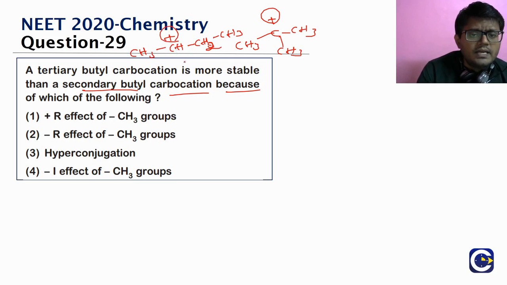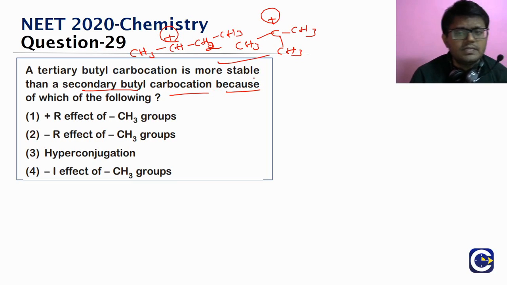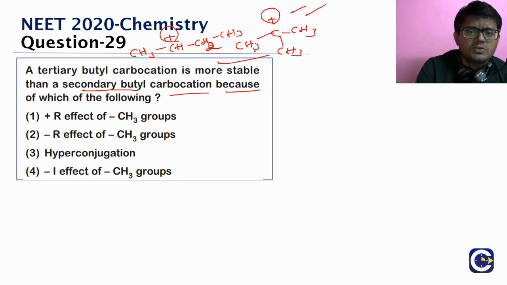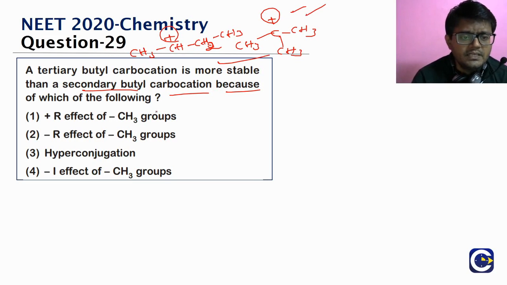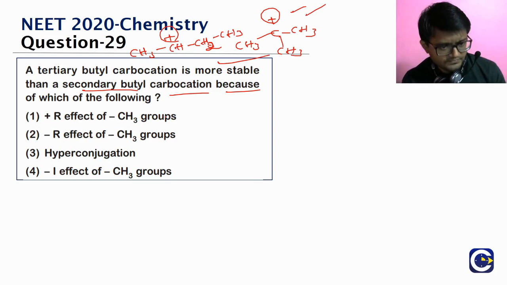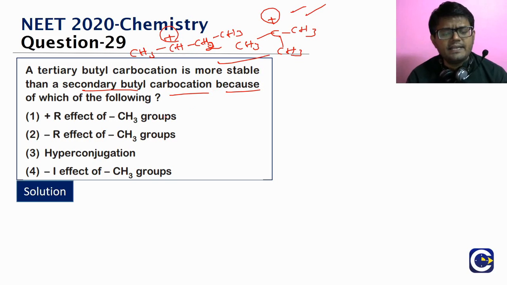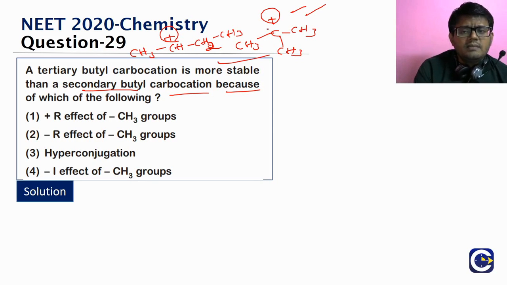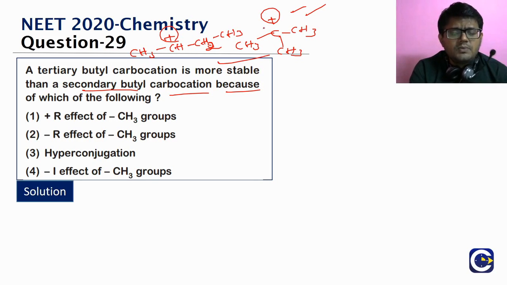Here the tertiary butyl carbocation is more stable than the secondary butyl carbocation. They themselves are giving that it is more stable. They are asking what is the reason for that. See here, if you look at it, the stability of carbocations is explained based upon two phenomena.